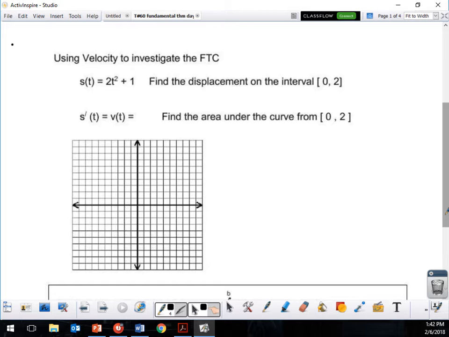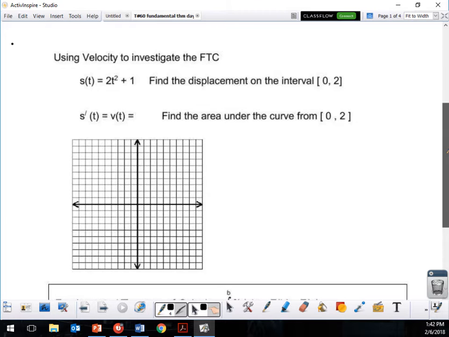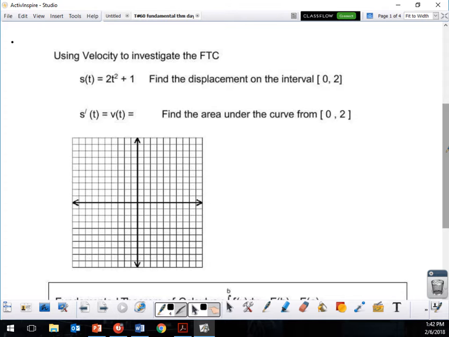position, right? So let's take a look. S of t is position and V of t is velocity, or I could also refer to it as S prime of t, right?